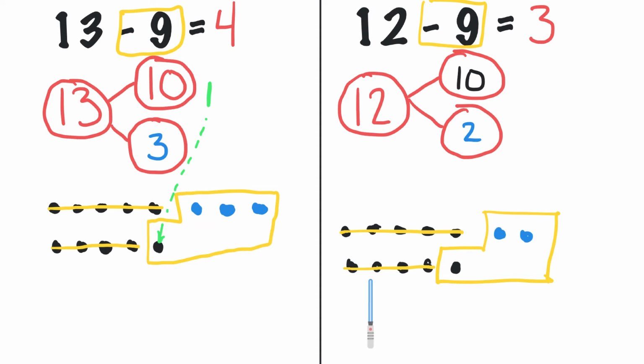Then we drew our dots down here. So here are the 10 dots, and here are the 2 dots. We then took out our 9. When we take out or subtract, we cross them out. So we subtracted our 9, and then we grouped together what we had left. And we had 3 left over. So 12 minus 9 is 3.